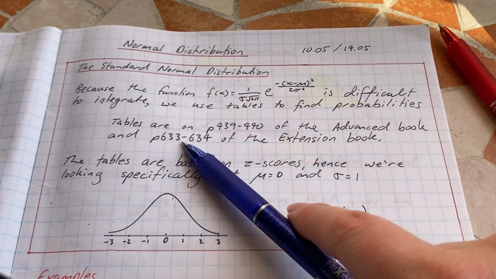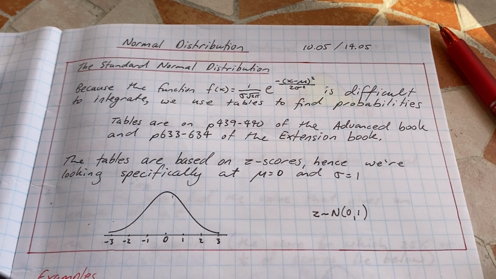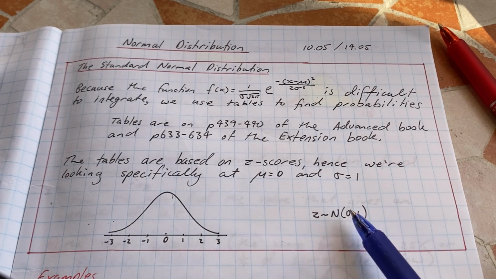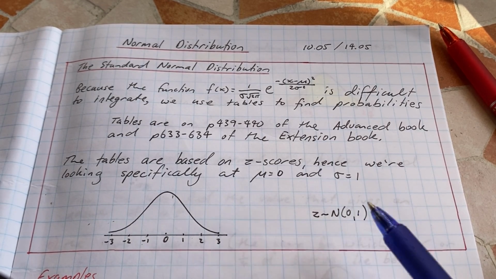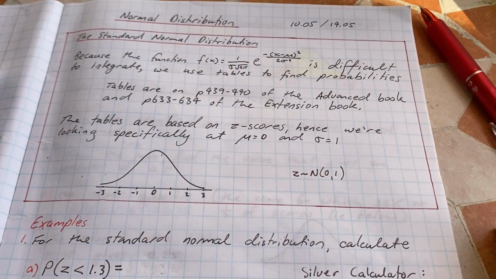So the tables are on these pages depending which book you've got. And the tables are based on z-scores. So we're specifically looking at the standard normal distribution, where scores are standardized to have a mean of 0 and a standard deviation of 1. And in a later exercise, we're going to see how to standardize results. Okay, so this is the curve we're looking at.